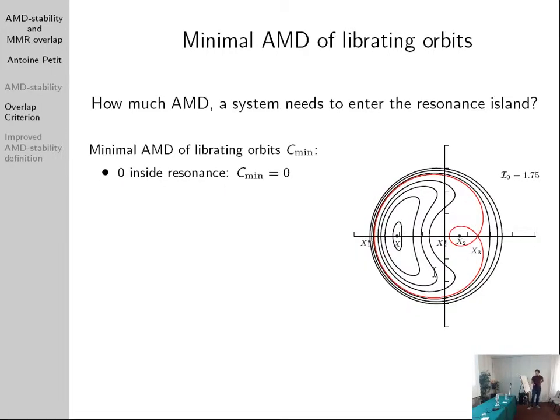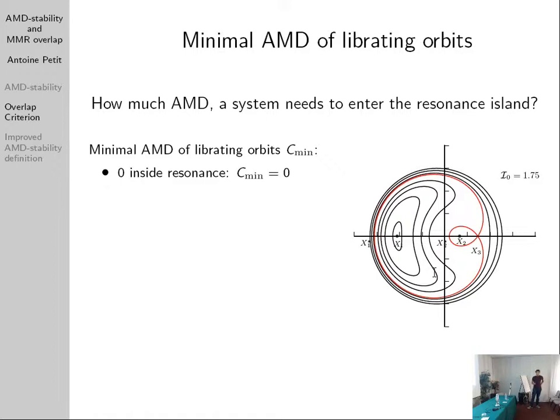But so x3 is not a very good parameter to give a criterion that is going to be used for characterizing the overlap of the resonance. And so we introduced another way to determine the shape of the resonance. So we asked ourselves the question of how much AMD a system needs to enter the resonance island.